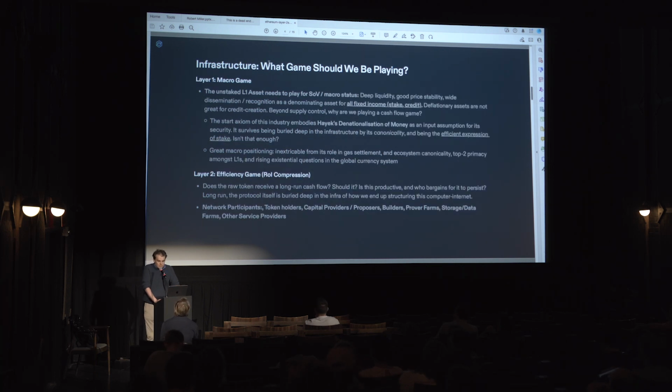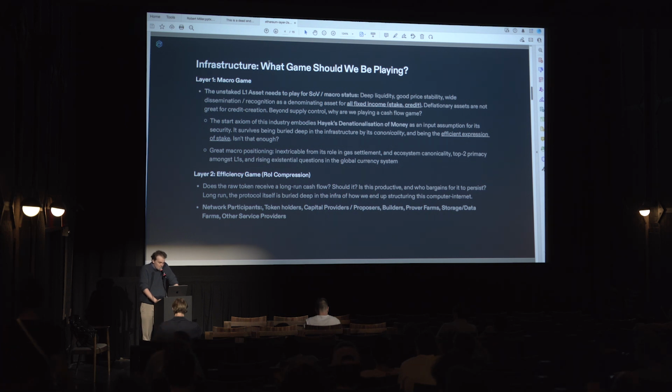So as far as the infrastructure goes, what game should we be playing at each layer? We've got the layer 1 and we've got the layer 2. The layer 1, I argue, and I think John and other experts sit on the fence on this, but I think it is playing a macro game, and I don't think this is particularly controversial. It is after deep liquidity of the underlying asset, and I'm going to explain with some correspondence to fixed income markets why this is quite important. It's after deep liquidity, price stability, wide dissemination, wide handling of the asset, because this is going to affect its cost of operation.